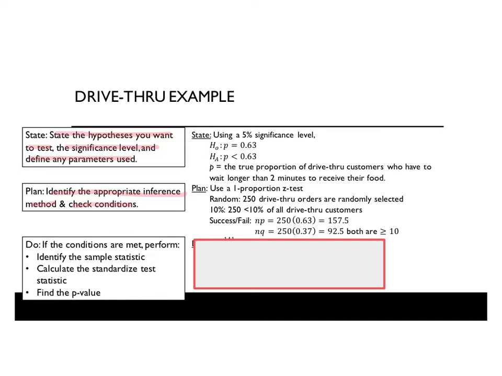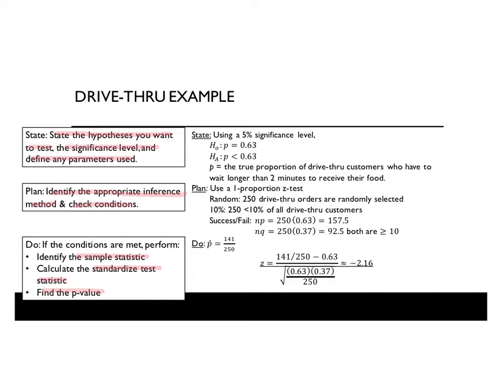Now we're ready for our do step. In the do step, we're going to identify the sample statistic, calculate the standardized test statistic, and then find the p-value. So the sample statistic is what happened in our sample. So our p hat, we had 141 out of 250 who did not have to wait longer than 2 minutes.